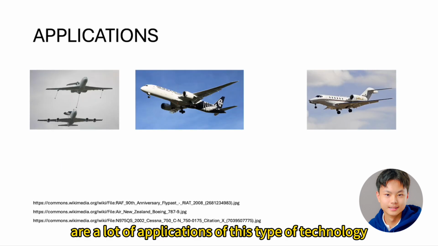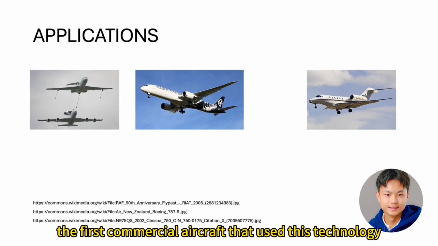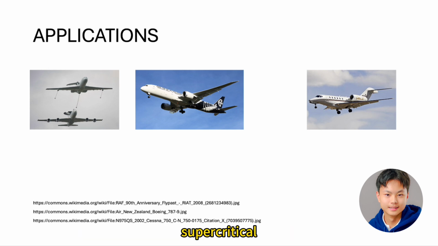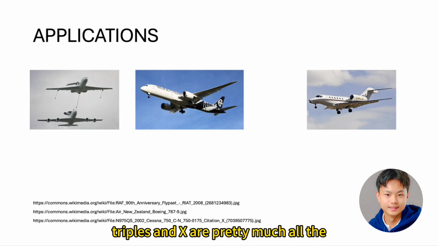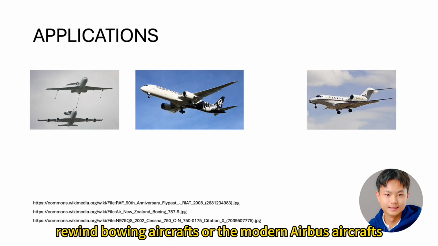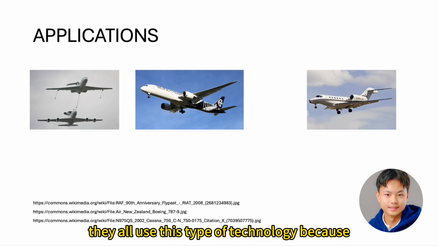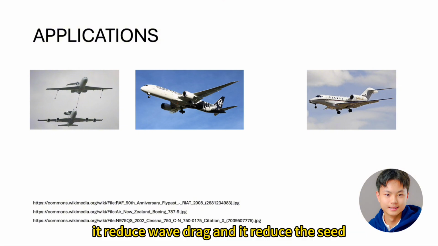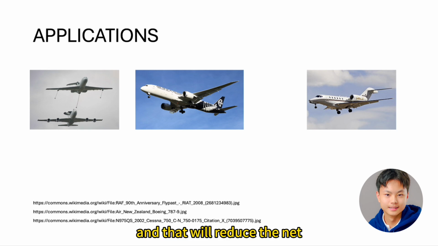There are a lot of applications of this type of technology, especially in newer aircraft. The first commercial aircraft that used this technology, the supercritical airfoil, is the Vickers VC-10. All newer aircraft, including the 787, A350, 777X, pretty much all the re-winged Boeing aircraft, and all the modern Airbus aircraft, use this type of technology because it reduces wave drag and the coefficient of drag, and that will reduce the net drag of the aircraft.